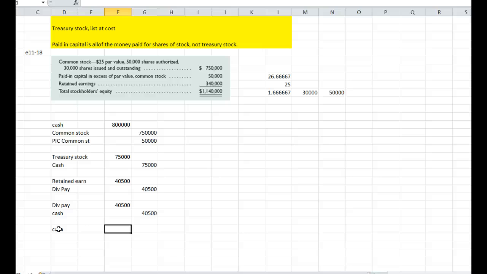How many shares was it? 1,200 at $30 a share is what we sold it for, so we get $36,000. And we're going to reduce our treasury shares for the 1,200 we sold, but we've got them listed at $25, right? So we're going to take them out at the same price we put them in. Looks like $30,000, and the additional money is going to go to additional paid in capital for treasury stock. So that is going to be basically the $5 per share times 1,200 shares, so $6,000.